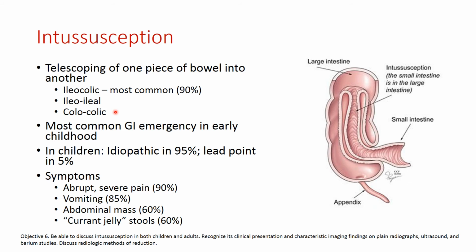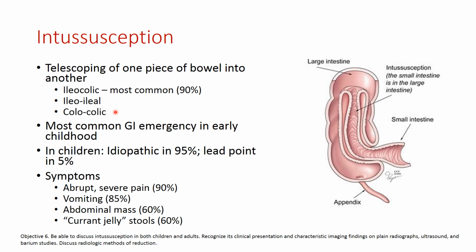Now, we talked about lead points before. We've mentioned that term. We said Meckel's diverticulum could be a lead point. We said that in children over 6 years old, the most common lead point for intussusception is small bowel lymphoma. What we mean by a lead point is when something is extending from, say, the small bowel in the case of an ileocolic intussusception, something like a Meckel's diverticulum extends from the small bowel.